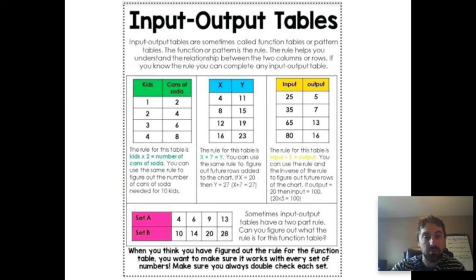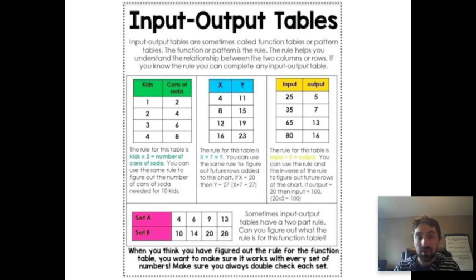So, for example, looking here, we have kids and the cans of soda. There is a relationship between the number of kids and the number of cans of soda. Sometimes you're given the rule and you have to fill in the rest of that chart, or sometimes you're given the complete chart and you have to find out what the rule is. You have to find out what that relationship is.